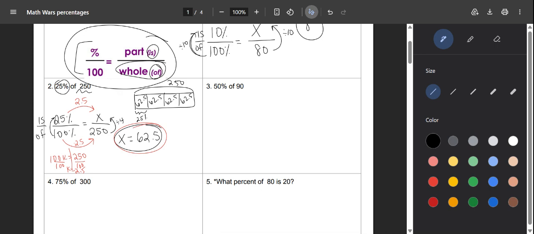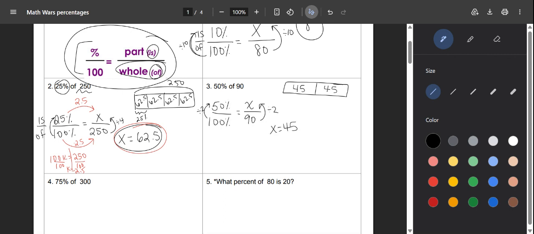Number 3 is a you-try problem. You're being asked to find 50% of 90. So you can take your tape diagram and break it into 50% pieces, or you can set up your proportion. Please pause the video now and come back when you're ready to check your answer.